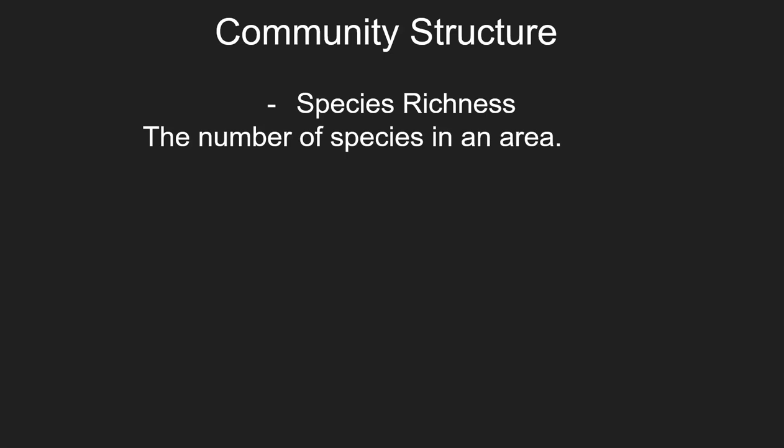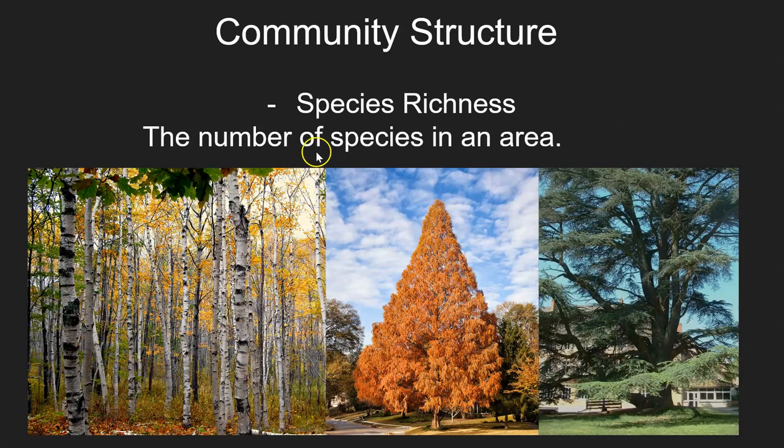The next idea is this idea of community structure, or how can we describe the actual structure within a community? And one way that we can do that is utilizing numbers, and one of those numbers is the idea of species richness. Now, species richness just tells you the number of species that are in a particular habitat. I've said area here because it's going to depend on what you're studying. So this could be ecosystem, this could be environment, but it's going to tell you about the number of species in a particular place.